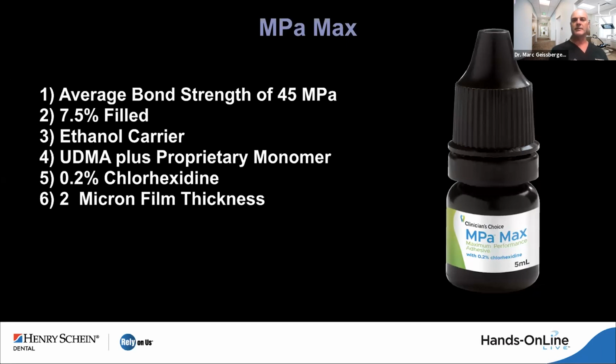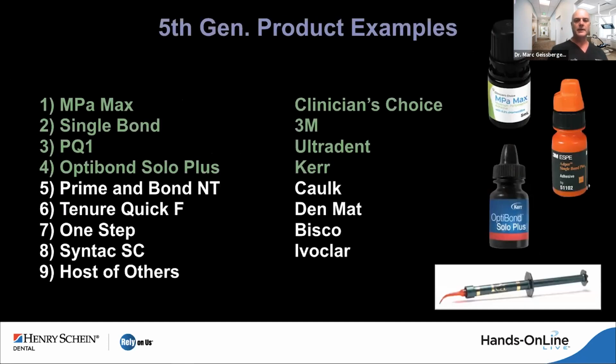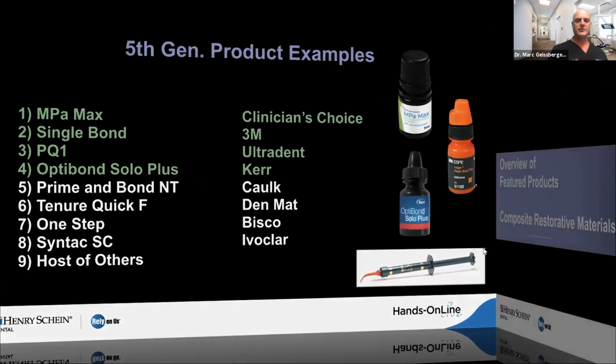And believe it or not, the thinner you can get a bonding agent, the higher your overall bond strength. So when you see bonding agents that test really high in bond strength, the next thing you should look at is their film thickness. And I'll bet you each and every time they're under, say, 8 microns or so. And that's really important. So lots of products that I've used in the past. These are some of them. Single Bond from 3M, PQ1 from Ultradent, and OptiBond Solo Plus from Kerr. Those are all alcohol-based products, and they all happen to be filled products. But the one tonight I'm using is MPA Max, and I'll demonstrate that to you shortly.